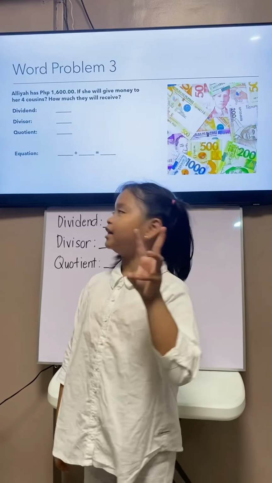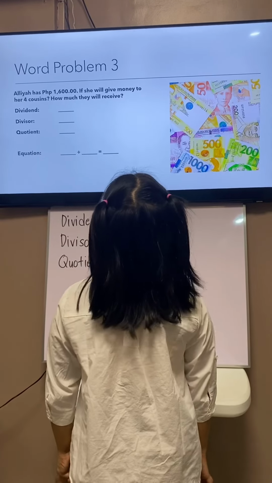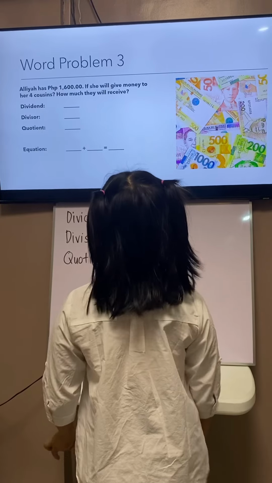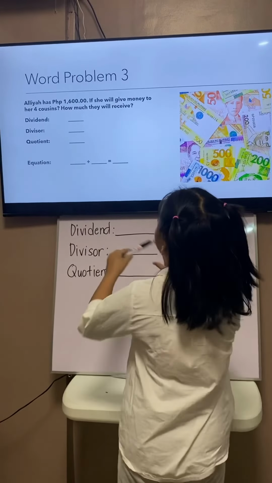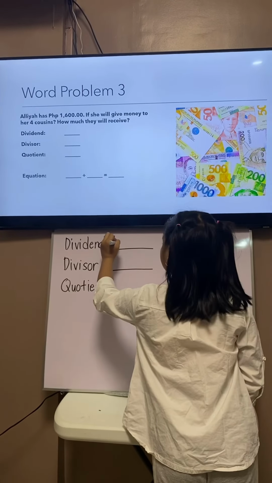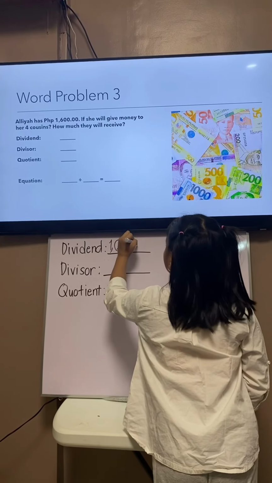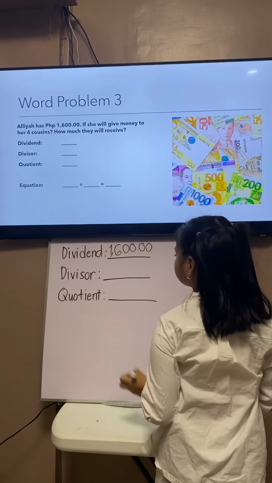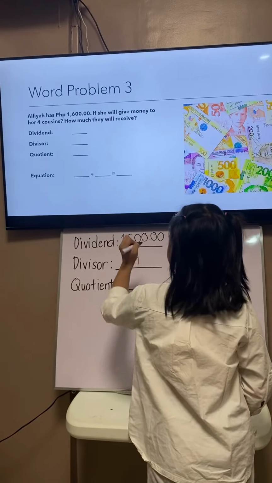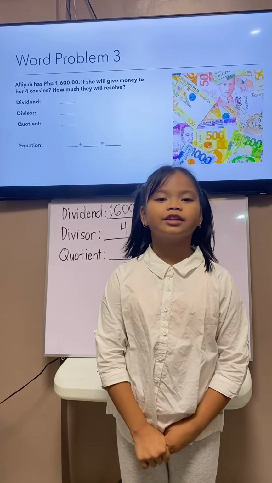Word problem 3. Ali has 1,600 pesos. If she will give money to her 4 cousins, how much will they receive? Dividend, 1,600. Divisor, 4. Equation is 1,600 divided by 4.